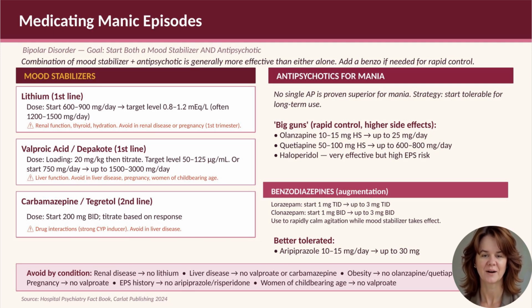high-potency agents like haloperidol in patients at risk for extrapyramidal symptoms, with the overall goal being rapid stabilization followed by transition to a safe, tolerable, and sustainable maintenance regimen.